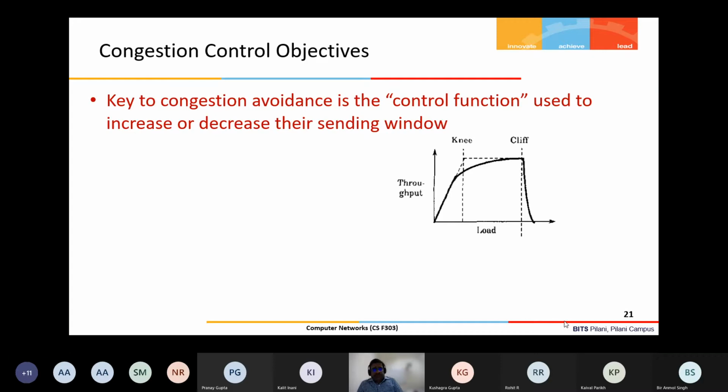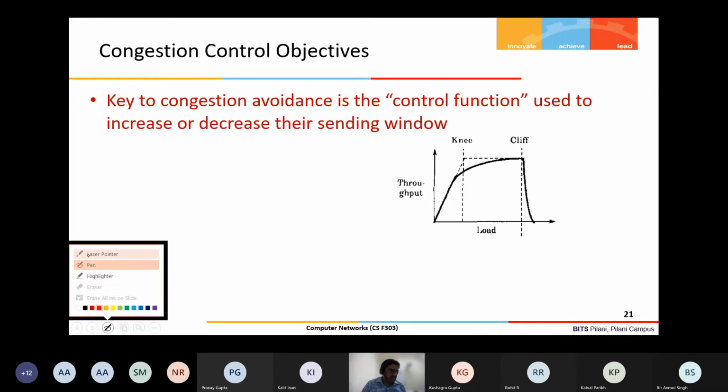Okay, so now we are moving to understand AIMD, that is the additive increase and multiplicative decrease algorithm, which is used as the TCP congestion control algorithm. So first we'll see, for congestion control in general, what the objectives of congestion control are.